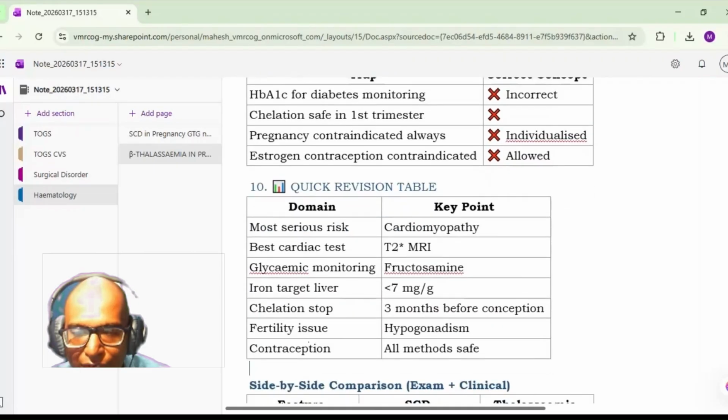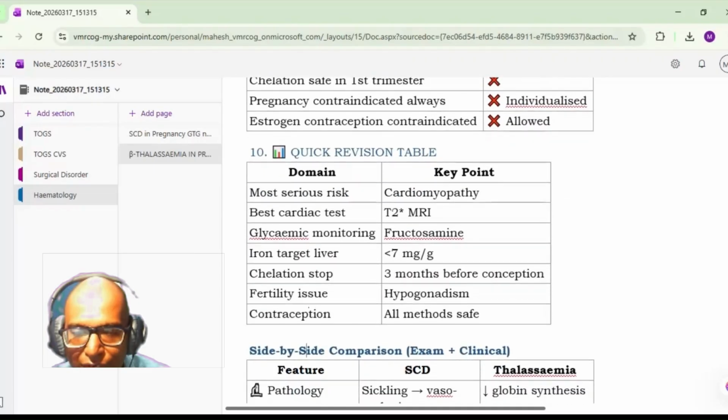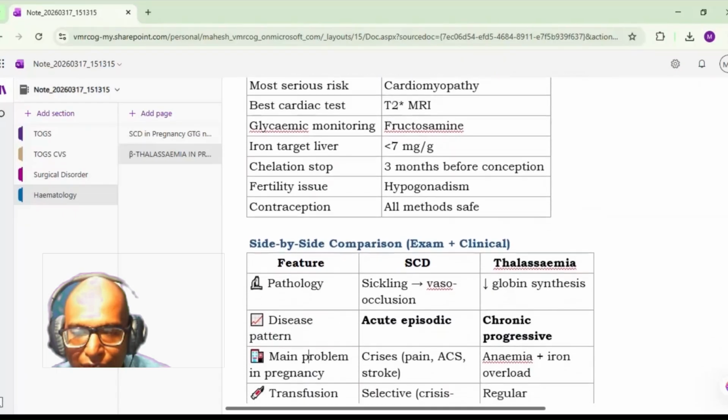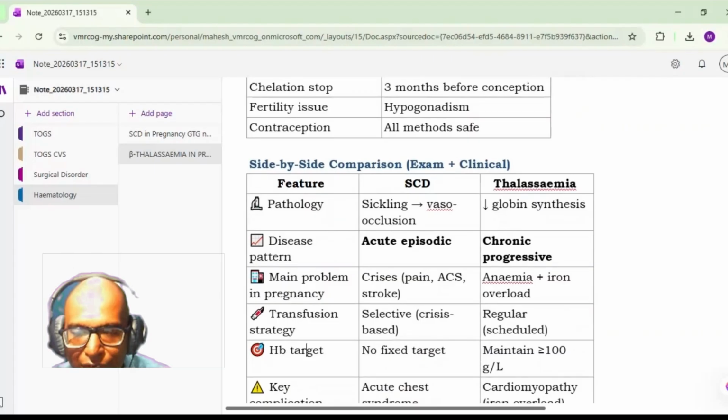Okay, so most serious risk is a cardiomyopathy. Best cardiac test is a T2 MRI, glycemic monitoring with fructosamine, iron target liver less than 7 milligram per gram, chelation to be stopped 3 months before conception, fertility issue is hypogonadism, and contraception, all methods are safe. Okay. So if we compare the sickle cell disease and thalassemia, here the pathology in sickle cell disease is a sickling that leads to the vaso-occlusion, while here in thalassemia there is a decreased globin synthesis. Okay. So the presentation in sickle cell is acute episodic, while it is a chronic and progressive in thalassemia.